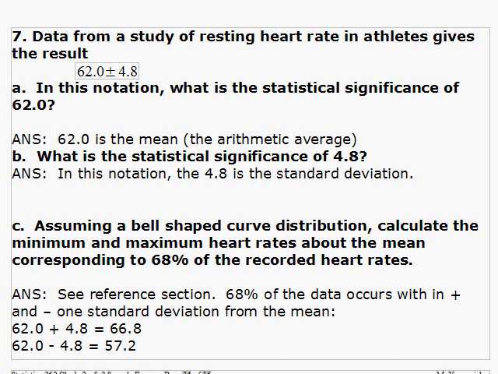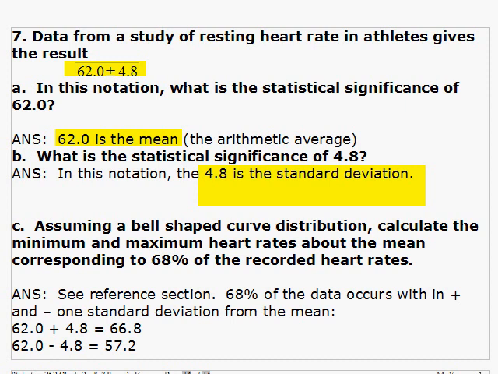In this case, you're going to demonstrate that you're familiar with this kind of data. Say the resting heart rate in athletes was given as 62 plus or minus 4.8. What does the plus or minus 4.8 mean? The 62 is the mean, the arithmetic average of all the heart rates they measured. The 4.8 is the standard deviation.